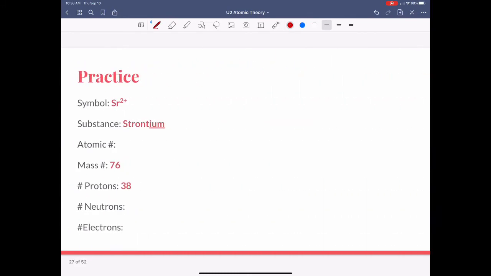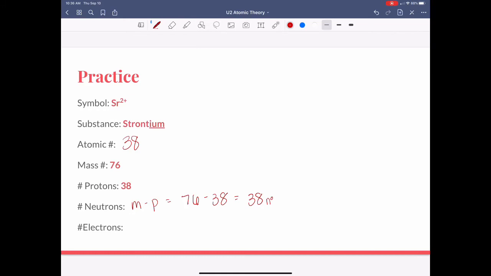And last example we're going to look at here, strontium. Strontium 2+. All right? Atomic number for Sr would be 38. Remember, it's the same as your number of protons. It's also on your periodic table. And then we have a mass of 76. All right, so we need to find our number of neutrons. Well, neutrons is mass minus protons. So 76 minus 38 equals 38 neutrons.